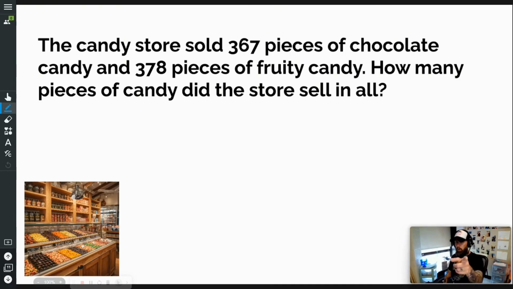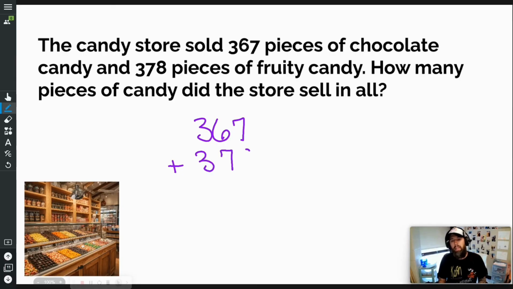The candy store sold 367 pieces of chocolate candy and 378 pieces of fruity candy. How many pieces of candy did the store sell in all? So they sold this much, they sold that much. They want the total amount. Let's add them up. 367 plus 378. We're going to add those guys up.